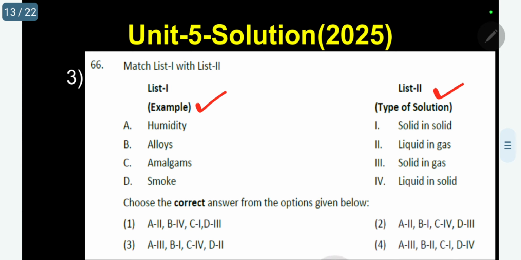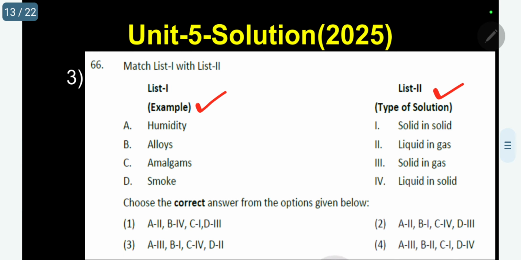2, A equal to 2, B equal to 1, C equal to 4, D equal to 3. 3, A equal to 3, B equal to 1, C equal to 4, D equal to 2. Number 4, A equal to 3, B equal to 2, C equal to 1, D equal to 4.